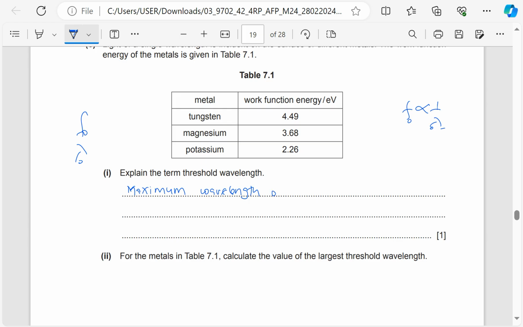The maximum wavelength of electromagnetic radiation that causes electrons to be emitted from the metal surface. That's what we call the threshold wavelength.